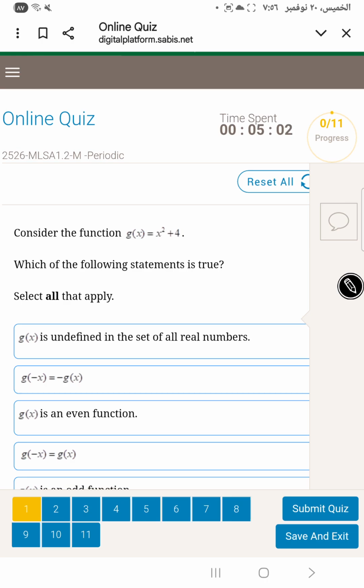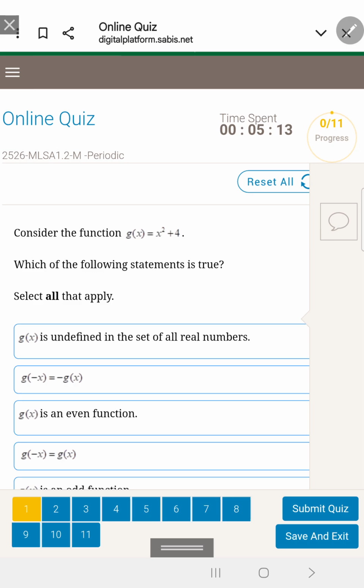This function is even function because if you place -1 or 1 you get same result. So this means this is an even function. Not necessarily -1, also -2 and 2, you get same result. So g of -2 is equal to g of 2. G of -3 is equal to g of 3. So this means this function is even function.